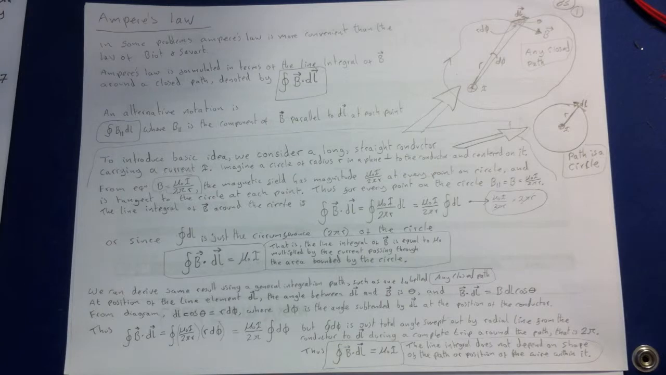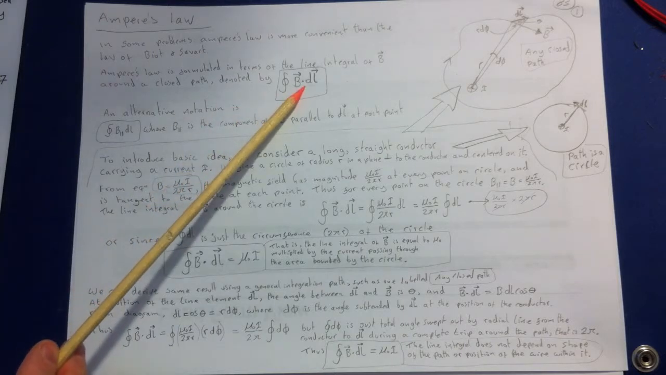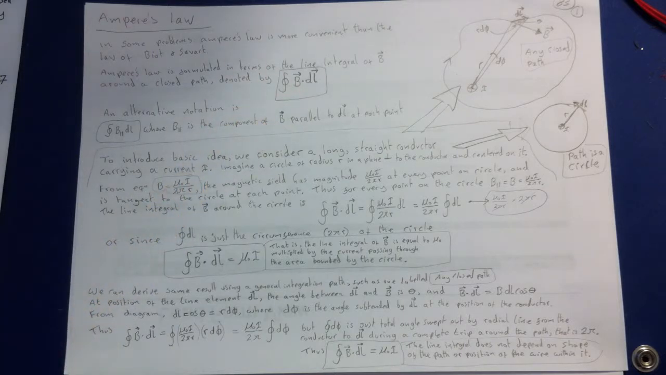Ampere's law relates the tangential component of magnetic field at points on a closed curve to the current passing through the area bounded by that curve. Ampere's law is formulated in terms of the line integral of the magnetic field around a closed path, denoted by this equation here. This is the same sort of integral we used to define work and electric potential before.